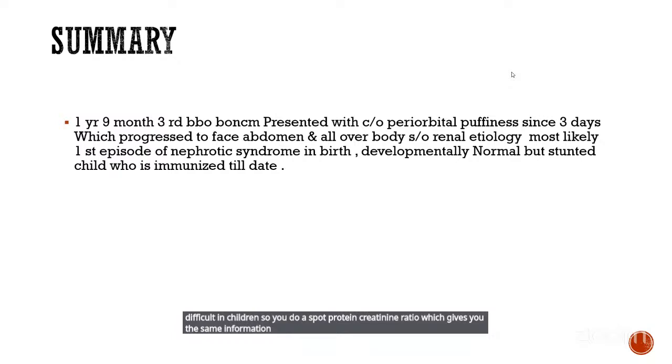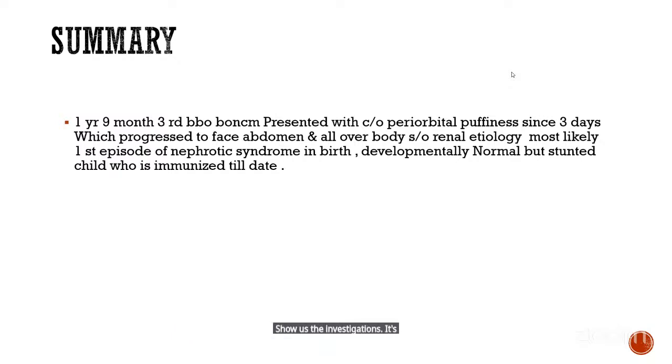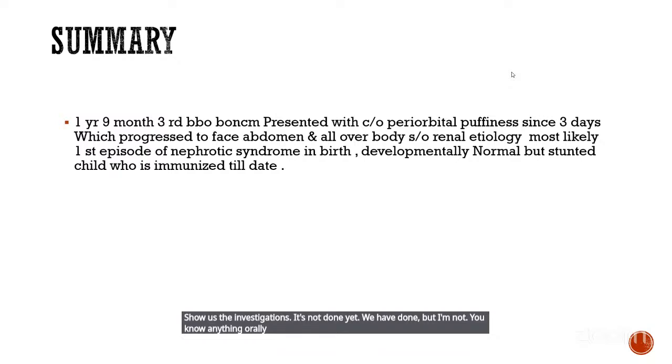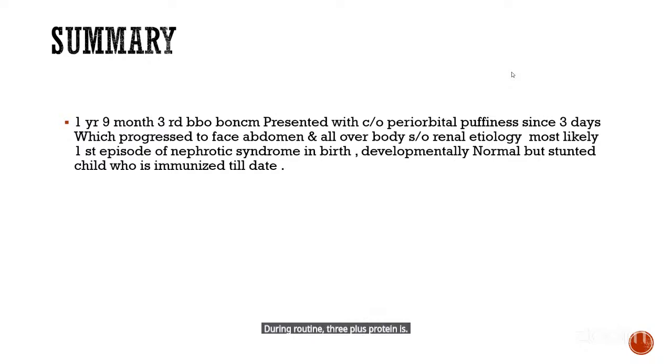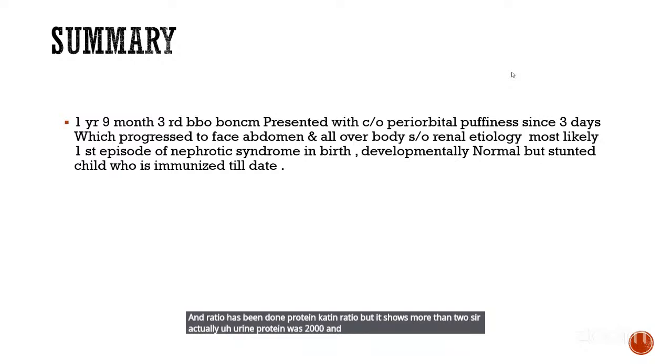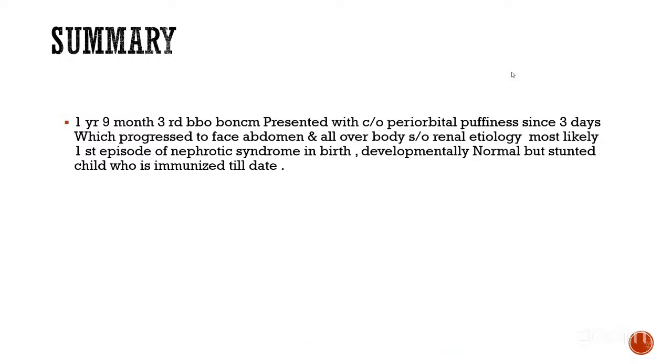Okay. Show us the investigations. Not done yet. We have done, but I have not. Okay. You know anything orally? RFT was normal. Urine routine 3+ protein is there. Okay. And ratio has been done, protein creatinine ratio. Ratio was more than 2, sir. Actually, urine protein was 2000 and creatinine was 171. Okay. Fine. And you thought that the BP was on the higher side. So what is the significance of that?